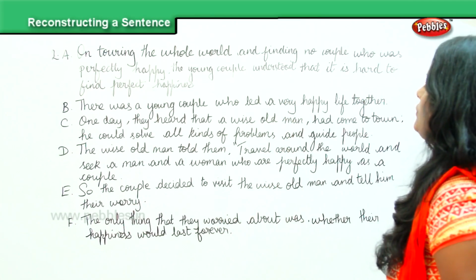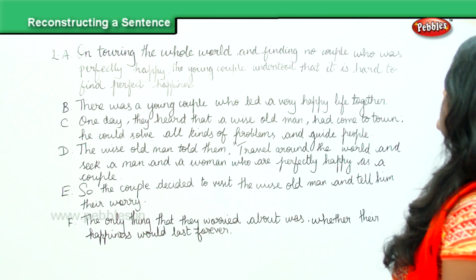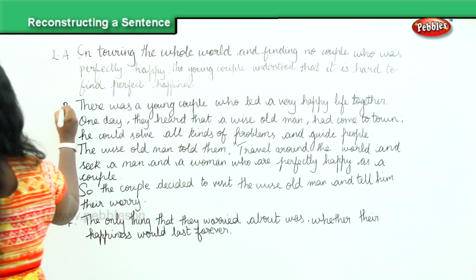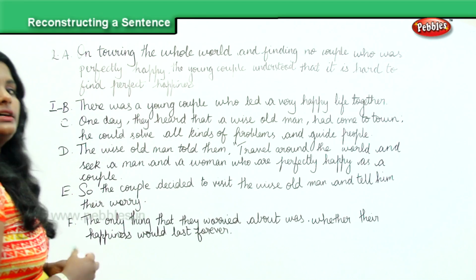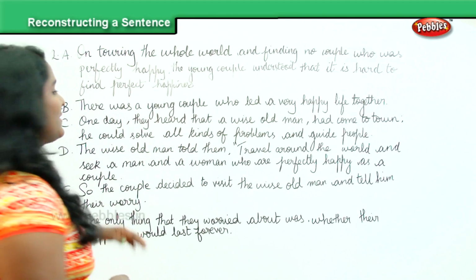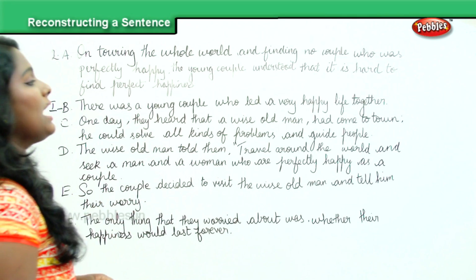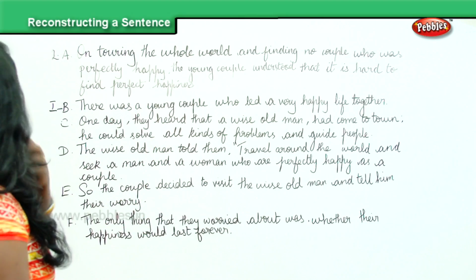So we can have the first line as option B. There was a young couple. A story always begins like this, right? There was a young couple who led a very happy life together. You've got the first sentence, right?